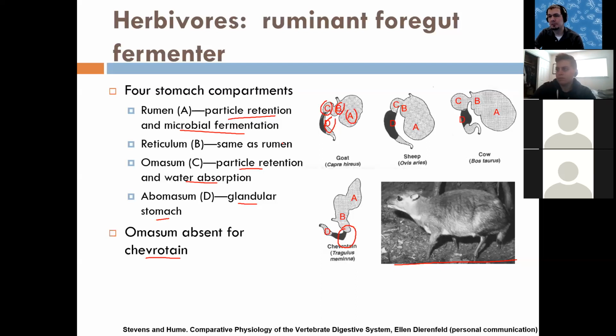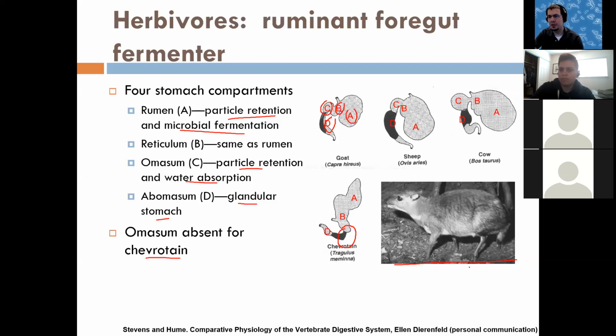Good question. Where is the chevrotain native to? The chevrotain is native to Asia. I think that there are some also distributed in Africa. And that's to speak to the chevrotains that are around today. So 55 million years ago, their ancestors were everywhere, I believe. Okay. Yeah, they're interesting little guys.